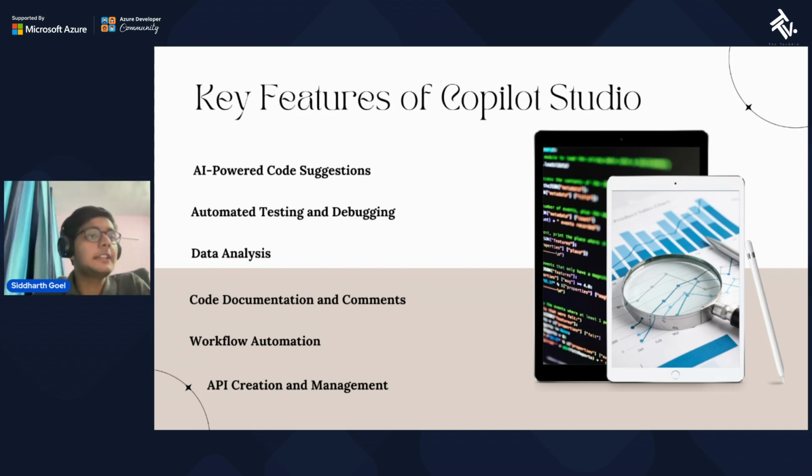Next, automated testing and debugging. This feature saves time by automating the creation and execution of tests. Writing tests takes up a lot of developers' time, but testing is also important to test the entire scalability and versatility of your product. So with Copilot Studio, you can write automated tests and enhance the features of your product. And debugging, as we discussed earlier, can also be handled automatically.